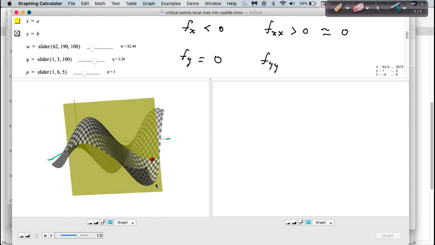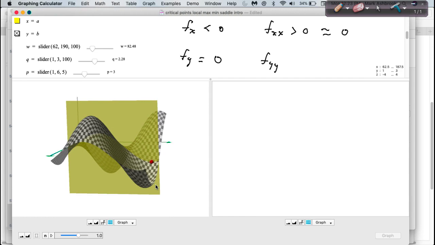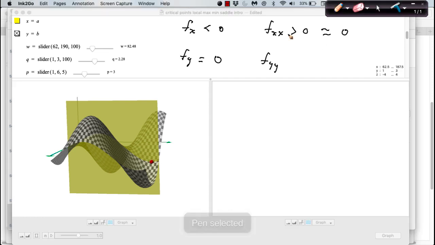Okay, and now what about the second partial with respect to y? For the very bottom, is it 0? No, because all through there, the rate would be getting what? It looks like it's getting less negative and more positive all the way through there, right? So even at the bottom, the second partial with respect to y would be positive.